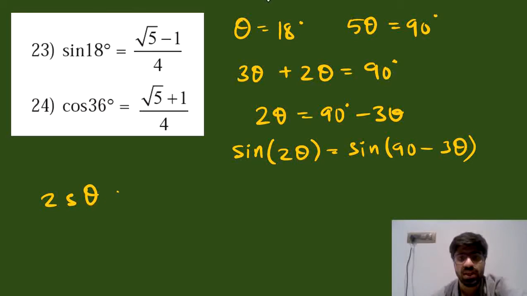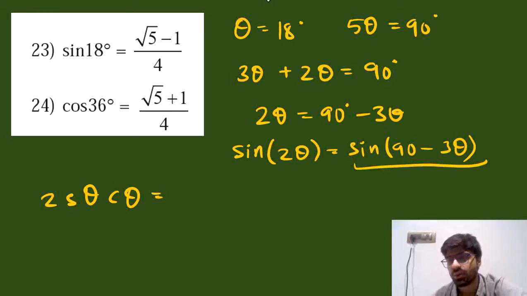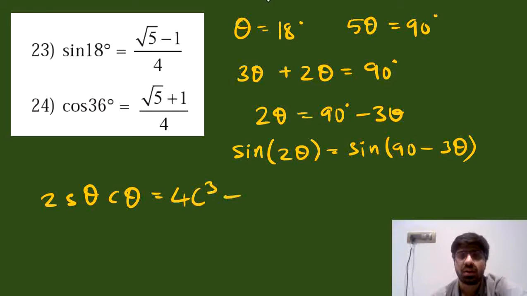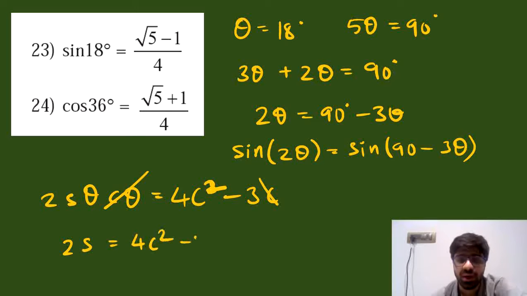On the left, it would be 2 sine theta cos theta. And on the right, sine of 90 minus 3 theta would be cos 3 theta. And cos 3 theta, the expansion for it is 4 cos cube theta minus 3 cos theta. So now, if you realize, you can pull out a cos common from here. And that cos gets cancelled with the cos here. So this would be square. And this cos gets cancelled. So we finally have 2 sine theta is 4 cos square theta minus 3.